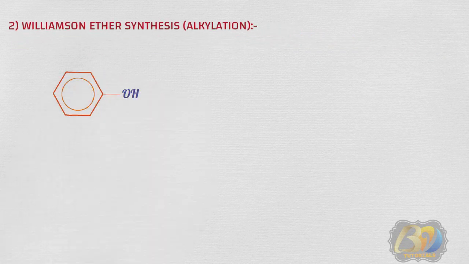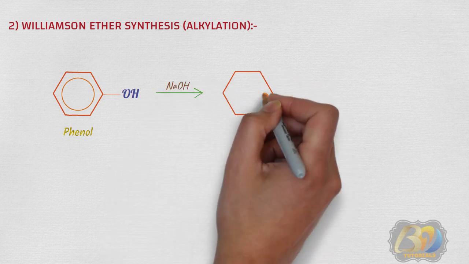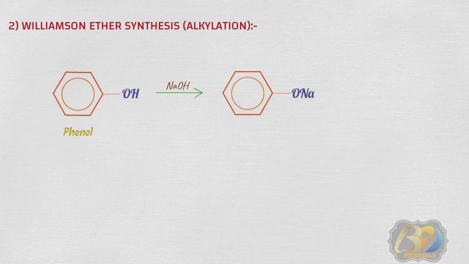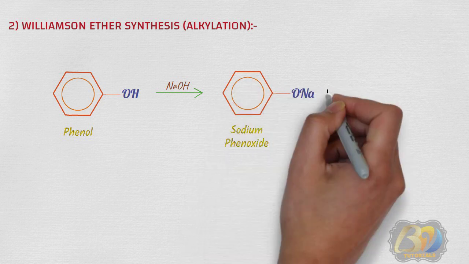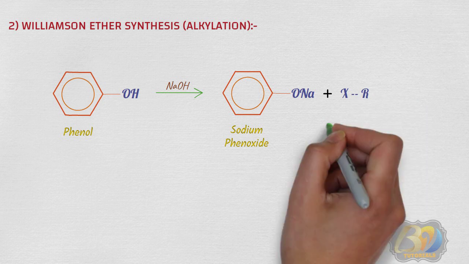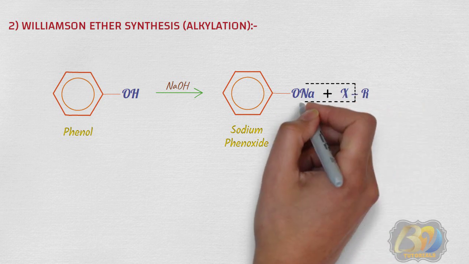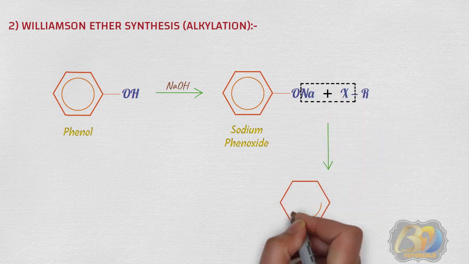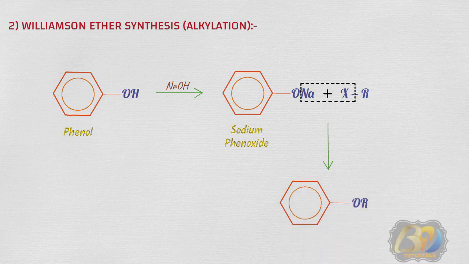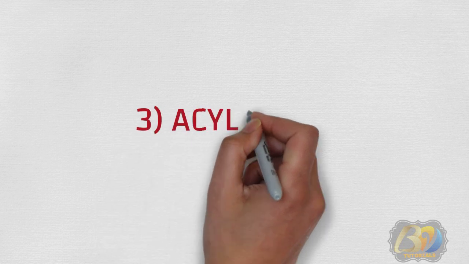The next reaction is Williamson's ether synthesis, that is alkylation. In this reaction, initially phenol reacts with sodium hydroxide and gets converted into sodium phenoxide. Then this sodium phenoxide is treated with alkyl halides to obtain ether with the liberation of sodium halides. The third reaction is the acylation reaction.